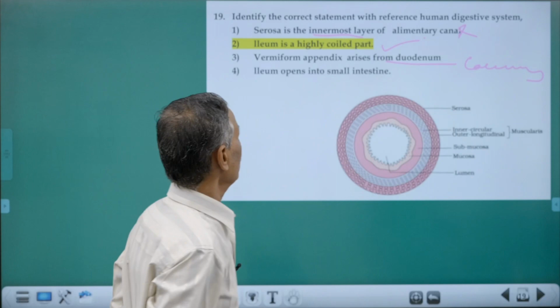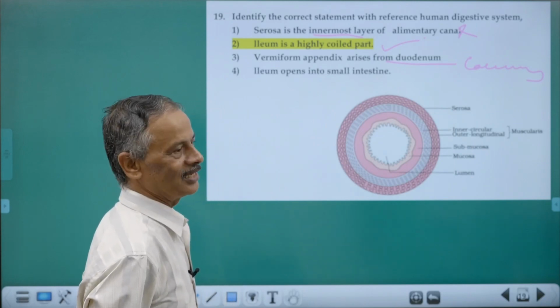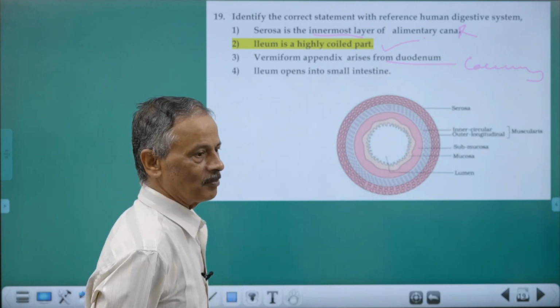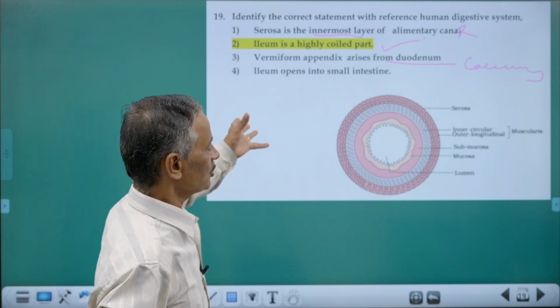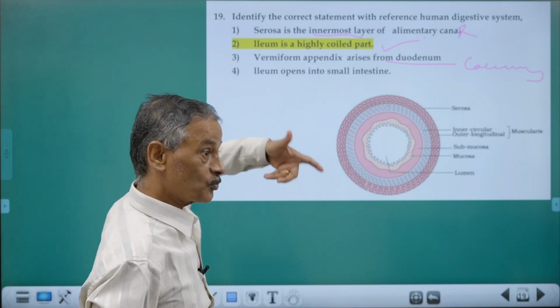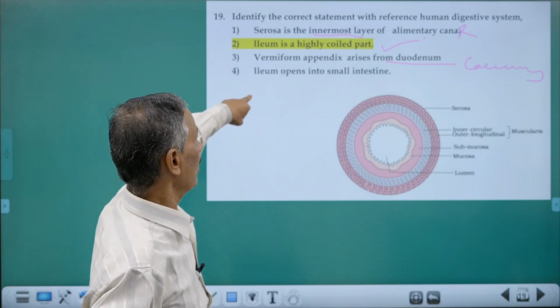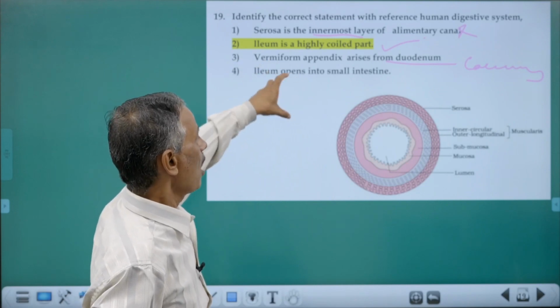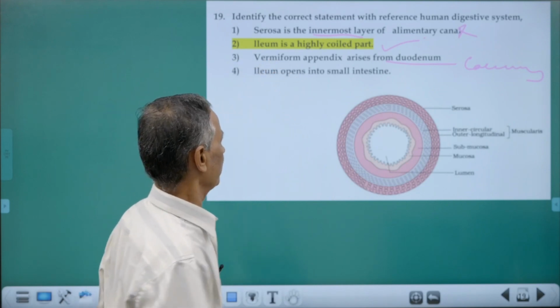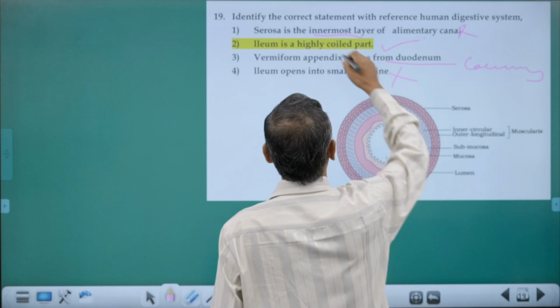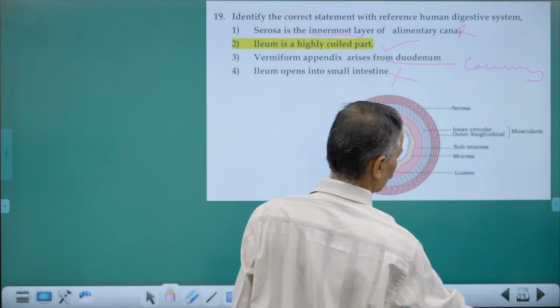Ileum opens to the small intestine. No. Ileum opens to the cecum. Ileum is the last part of the small intestine. It opens to the first part of the large intestine, namely the cecum. Cecum, colon and rectum are the three parts of the large intestine. So that also is wrong. So the only correct one is 2.